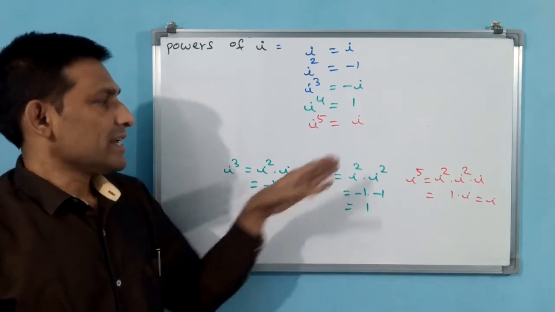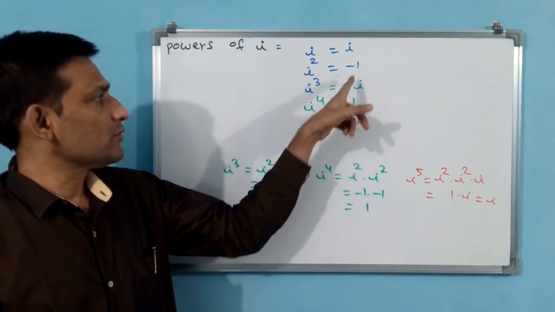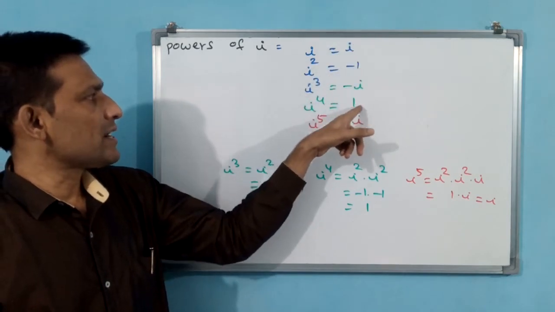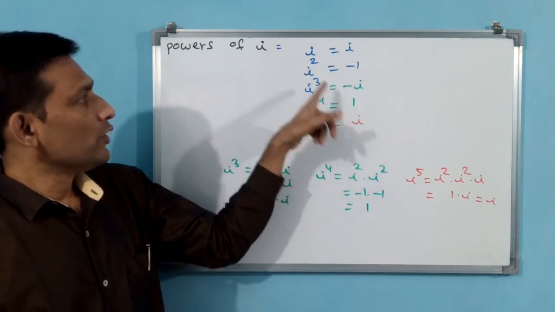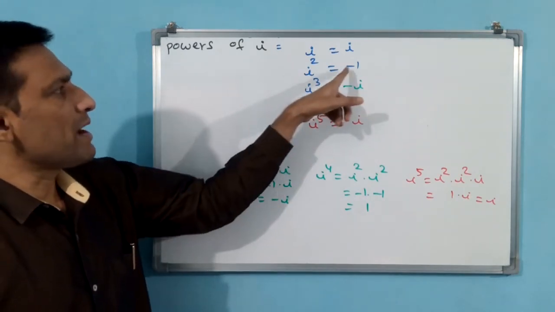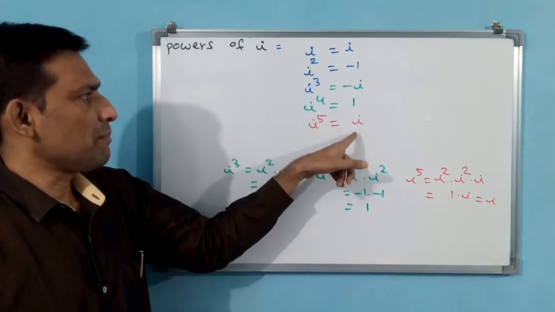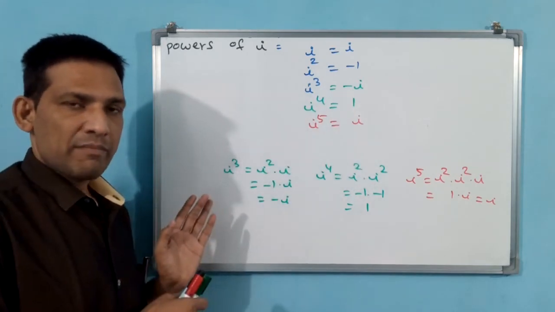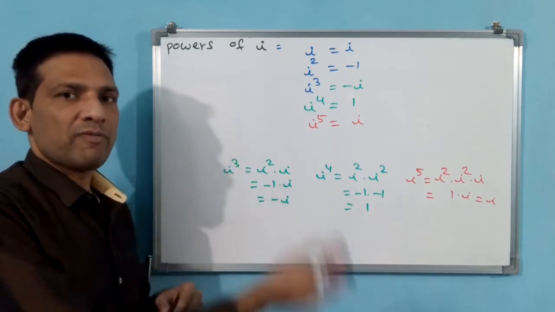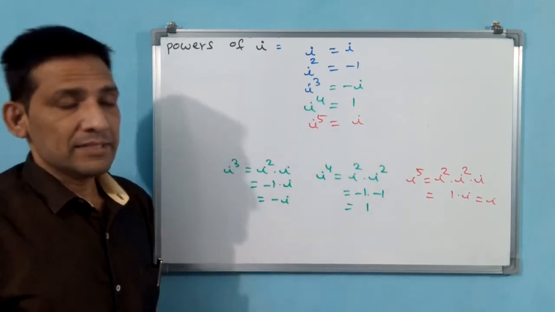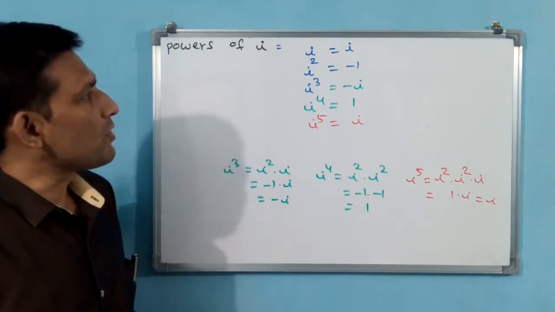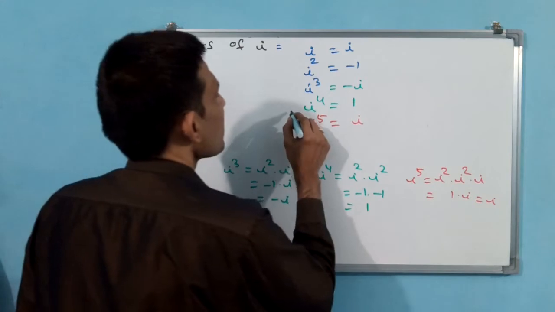Next, what is going to come? I power 6, minus 1 is going to come. Why? Because I has come. I, minus 1, minus I, 1, I. If you compare, taking base as I square: minus 1, minus I, plus 1, plus I. I square is minus 1, I cube is minus I, I to the power of 4 is plus 1, I to the power of 5 is plus I. Like this, you have to memorize. At least these three results you memorize.